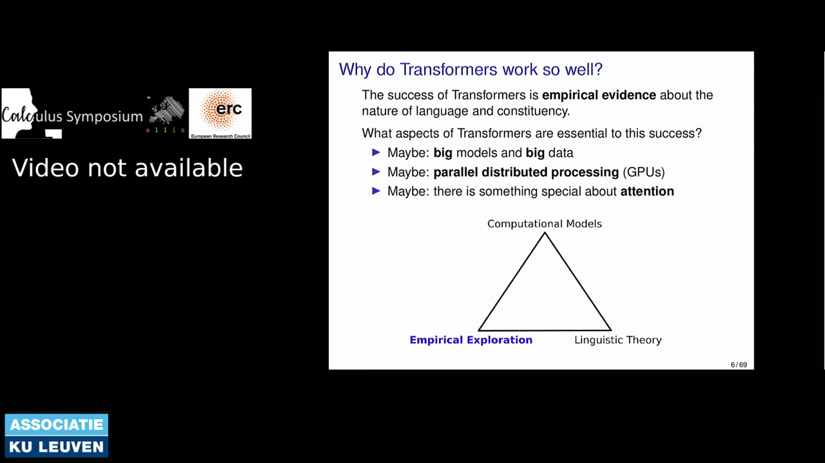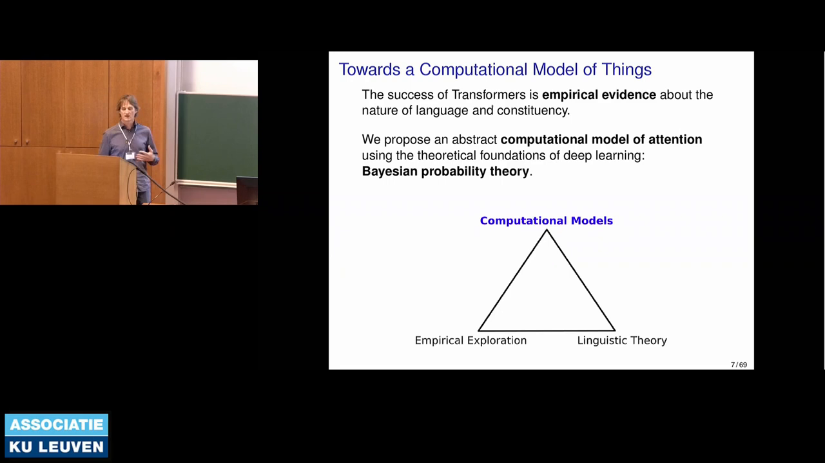Okay, so we propose an abstract computational model that we think captures the fundamental characteristics of transformers that characterize their inductive bias that's been so successful. And we do that by using the theoretical foundations of deep learning, namely Bayesian probability theory.